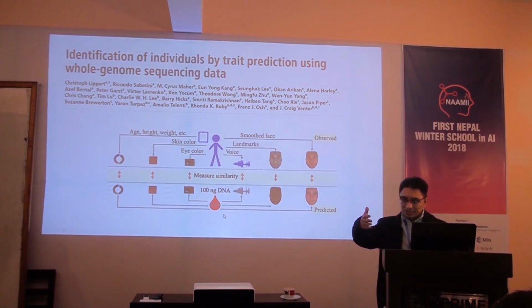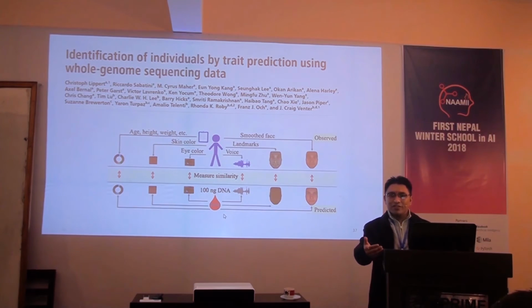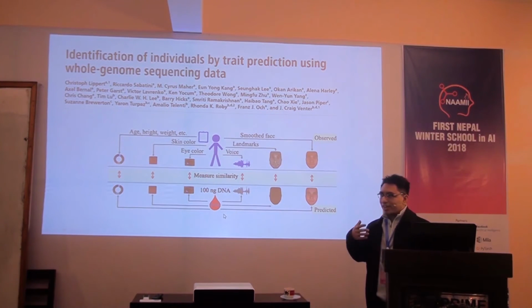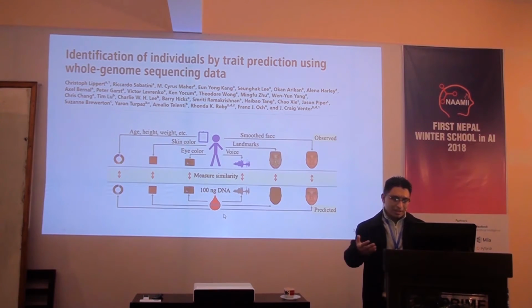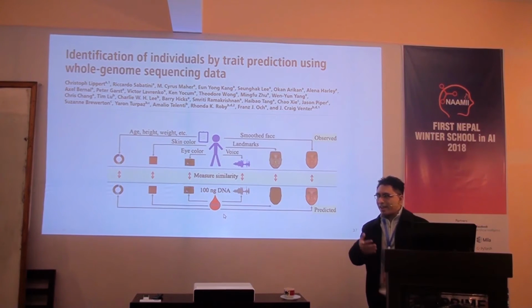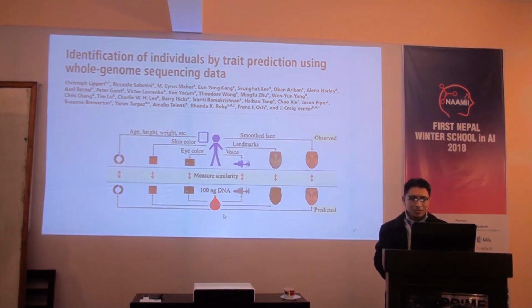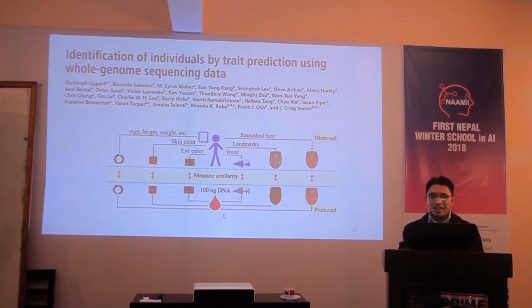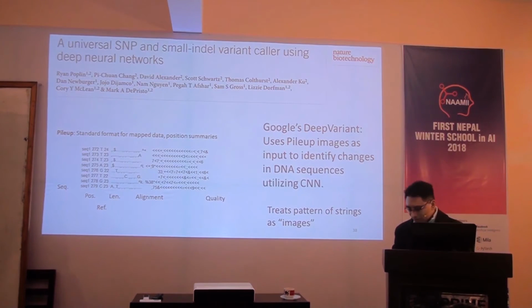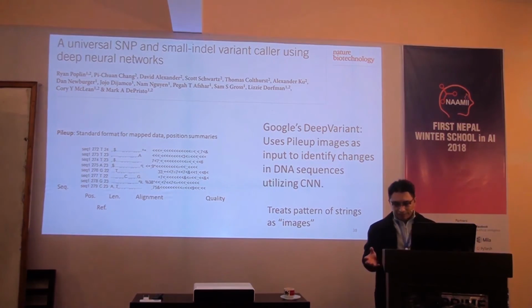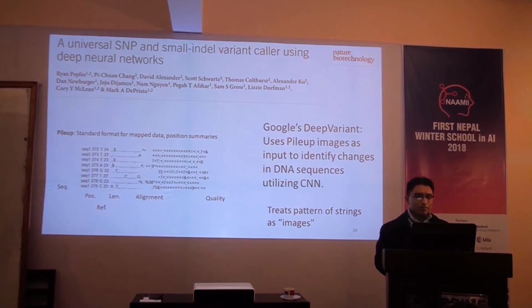So this means that looking at the DNA itself, you can have a lot of information about an individual's appearance, about different ethnic features, about race and ethnicity of individuals. So this is another interesting application of machine learning in this field. And this is another interesting application of machine learning, and this is from Google.